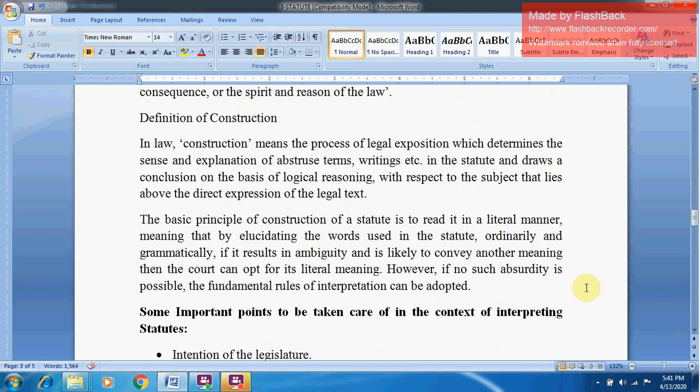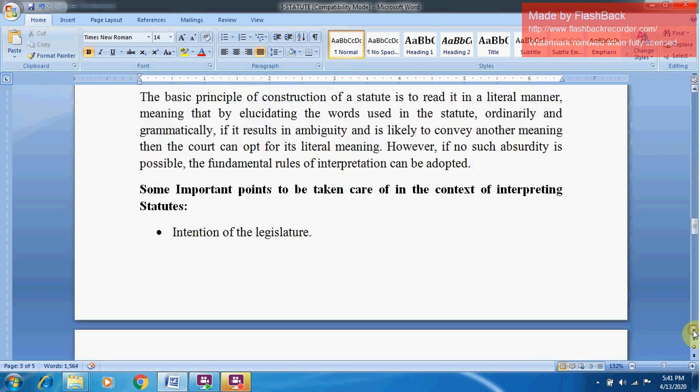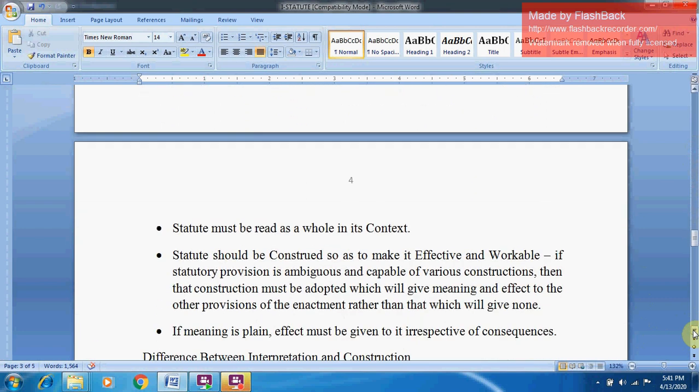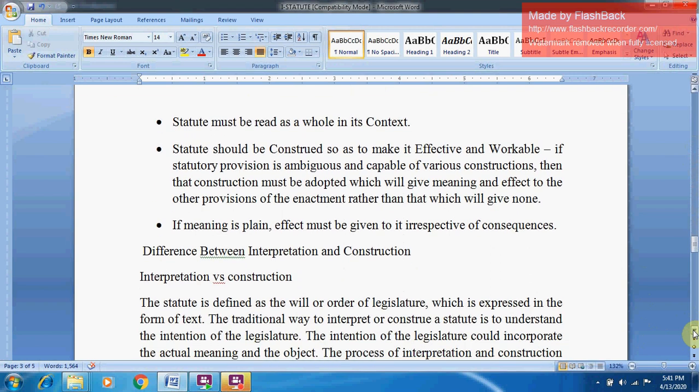Let us see some important points to be taken care of in interpreting statutes. Number one, the intention of the legislature. Two, the statute must be read as a whole in its context. Three, the statute should be construed so as to make it effective and workable. If a statutory provision is ambiguous and capable of various constructions, then the construction must be adopted which gives meaning and effect to the other provisions of the enactment rather than one which gives none. And the last one: if the meaning is plain, effect must be given irrespective of consequences.